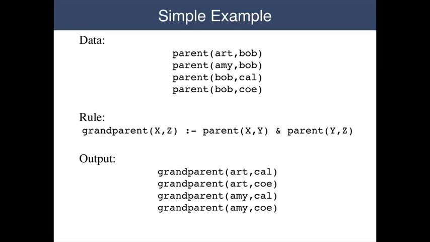The rule in the middle defines the grandparent relation in terms of the parent relation. X is the grandparent of Z if X is a parent of some person Y, and Y is a parent of Z. So we shall see, given these definitions of parent and grandparent, we can conclude that Art and Amy are both the grandparents of Cal and Co.